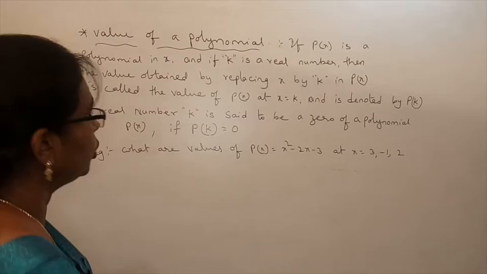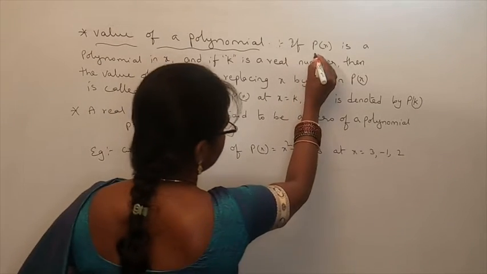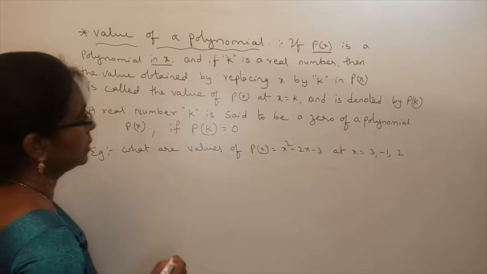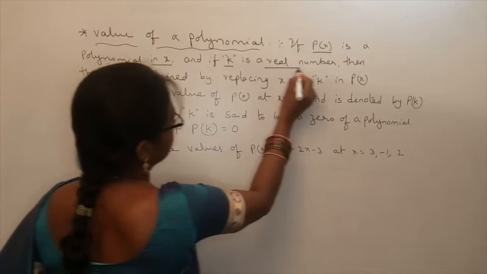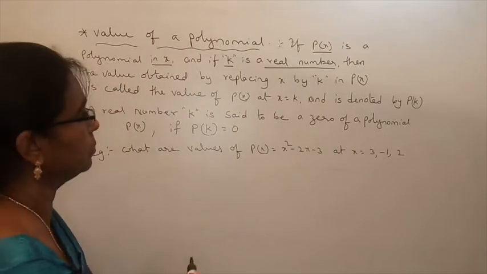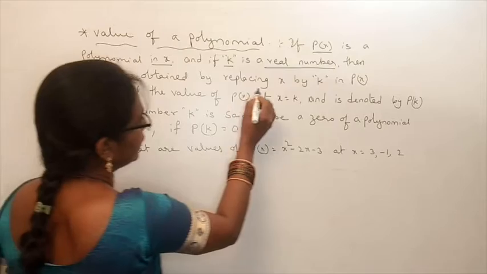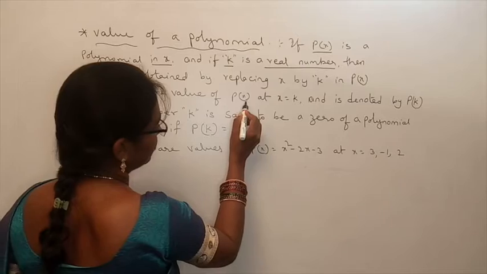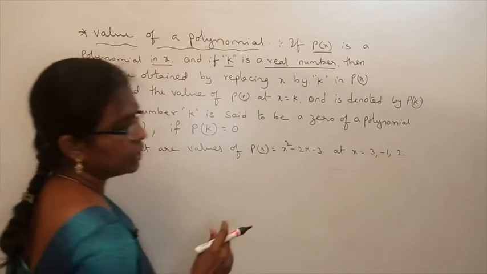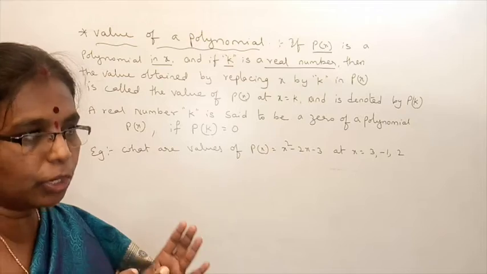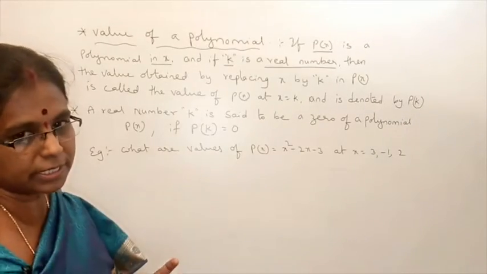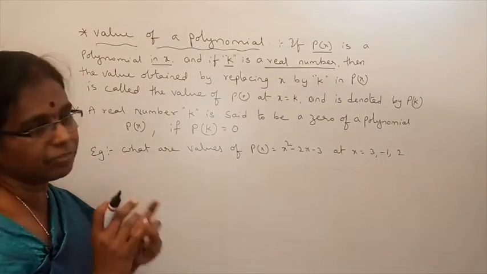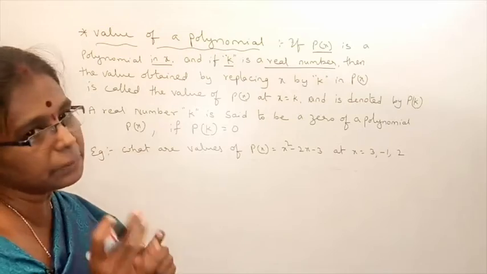Next point, value of a polynomial. If p of x is a polynomial in x, meaning the variable is x, and k is a real number, a constant, then the value obtained by replacing x by k in p of x is called the value of p of x at x is equal to k. That means when you substitute one constant number, any real number or integer, instead of the variable in the polynomial, you will get some value. That value we call the value of that polynomial.